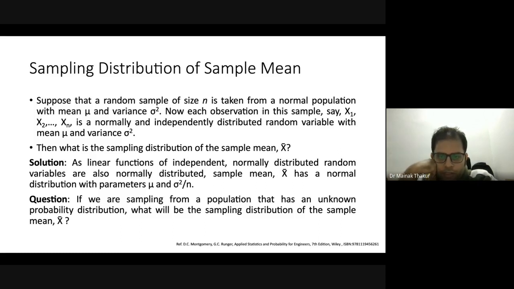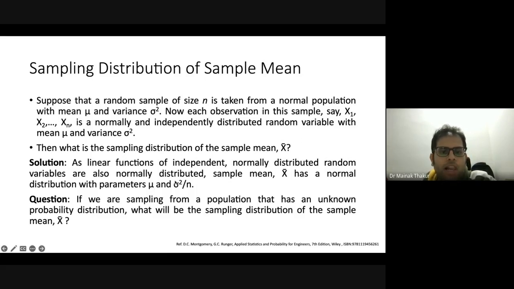The sample mean x bar has a normal distribution with parameters mu and sigma square by n. It's also very simple. Its mean will always be mu. Expectation of x bar is nothing but expectation of x1 plus expectation of x2 plus expectation of xn, divided by n. Expectation of x1 is mu, expectation of x2 is mu, expectation of xn is mu. So it will be n mu by n. So it will be mu.